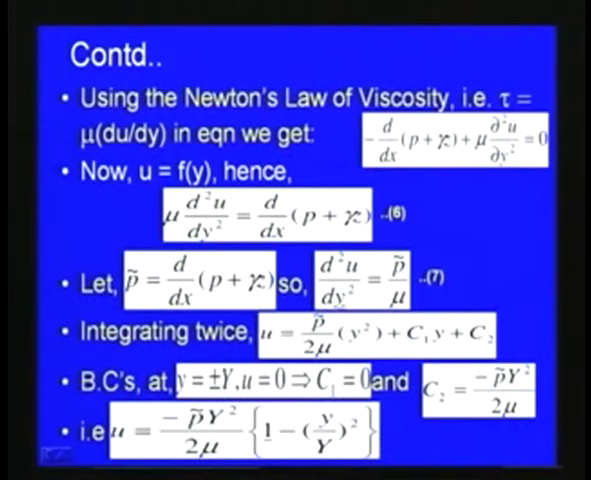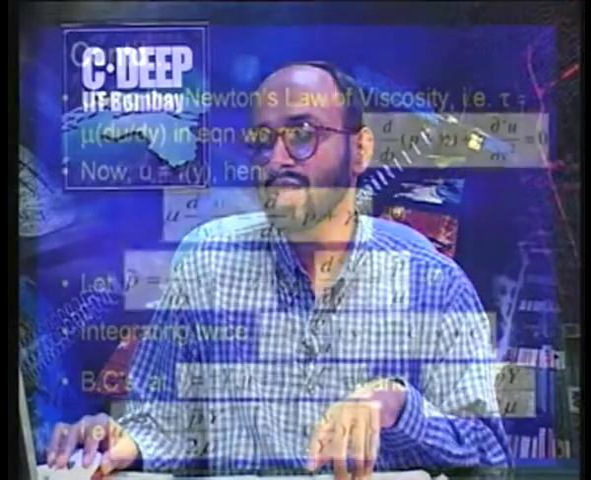So, we can integrate this expression d square u by dy square twice, so that we will get the velocity u is equal to P tilde by 2 mu y square plus C 1 y plus C 2. So, integrating twice we get this expression.